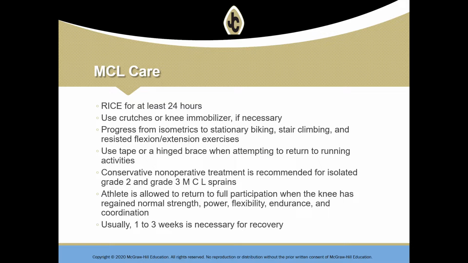An athlete is allowed to return to full participation when they regain normal strength, power, flexibility, endurance, and coordination. Now, when we say it usually takes 1 to 3 weeks for recovery, that's probably more of a grade 1. Grade 2 and 3 is going to be longer even without surgery.